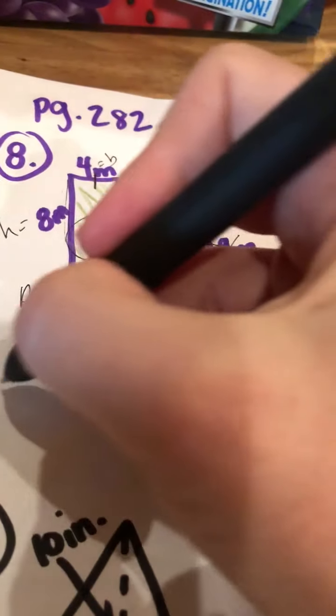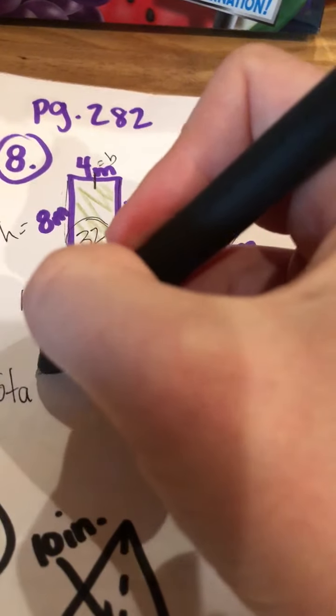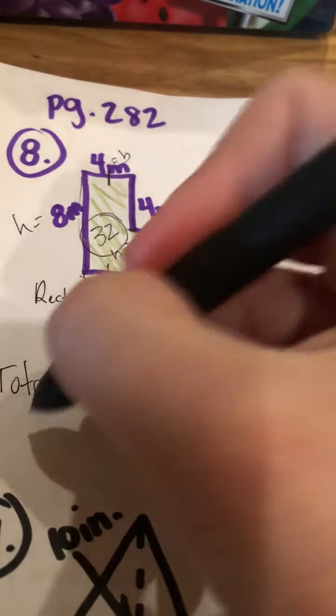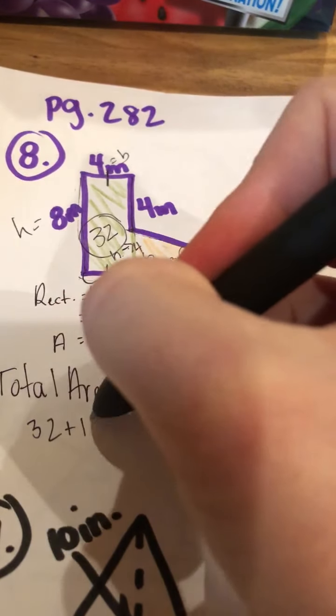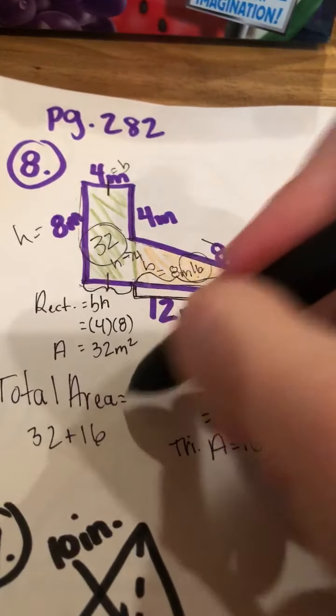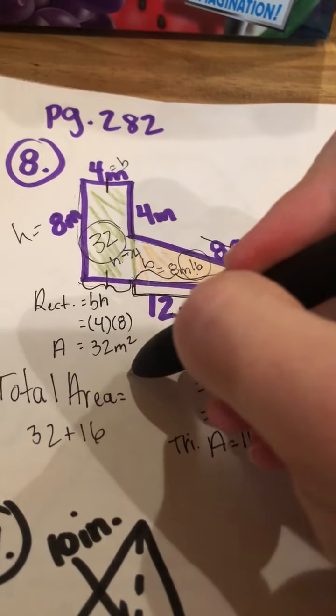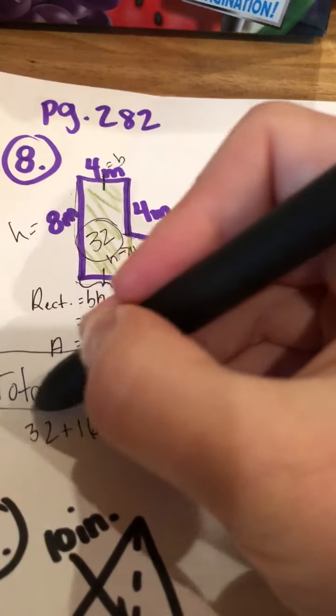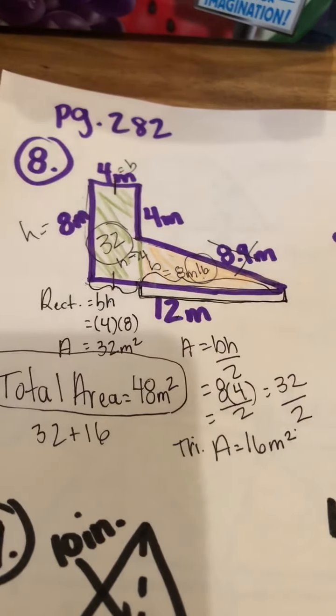So to find the total area, I'm going to do 32 plus 16. You can be using a calculator. Total area is 48 meters squared. And I'm going to box or circle my final answer.